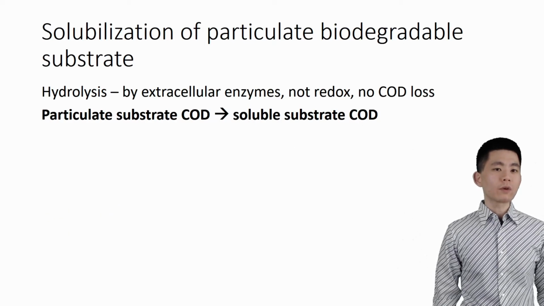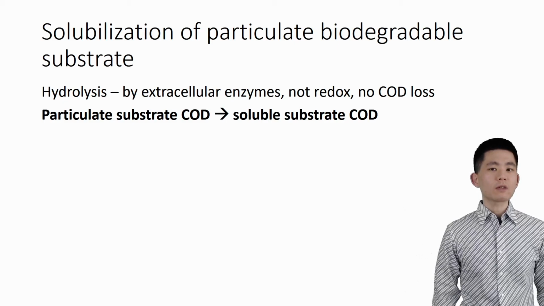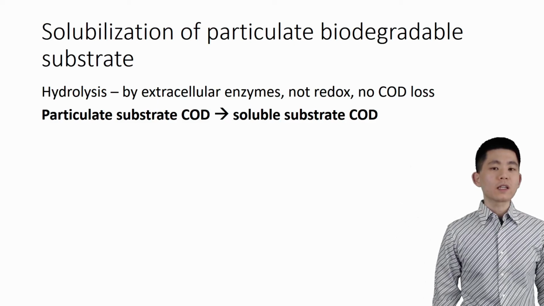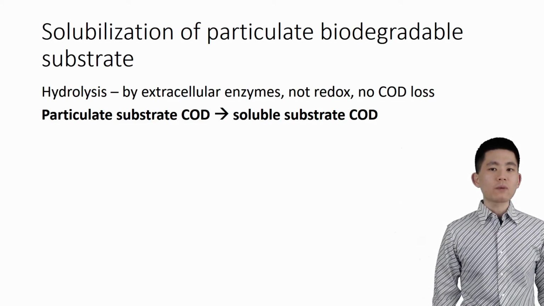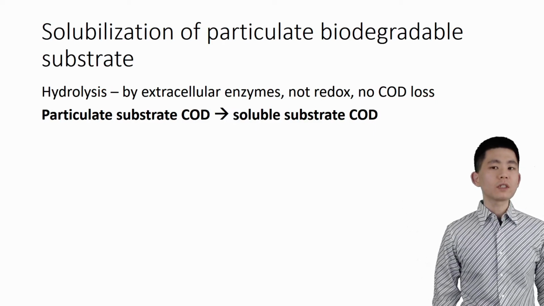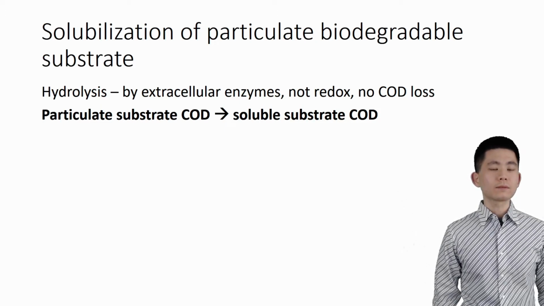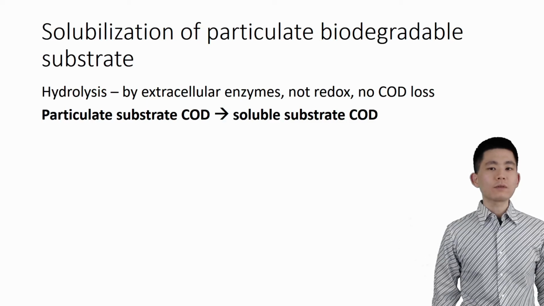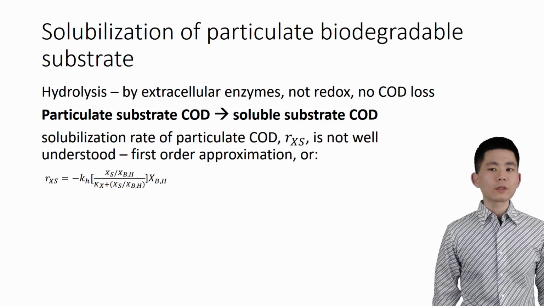In the lysis regrowth model, the particulate substrate generated after cell lysis, along with other particulate substrates in the feed, cannot be directly utilized by the biomass, but will be broken down to soluble substrate through hydrolysis by extracellular enzymes. There is no COD loss in the hydrolysis process, as it is not a redox reaction. The kinetic description of hydrolysis is not well understood. A lot of models just use a first-order reaction to approximate it.